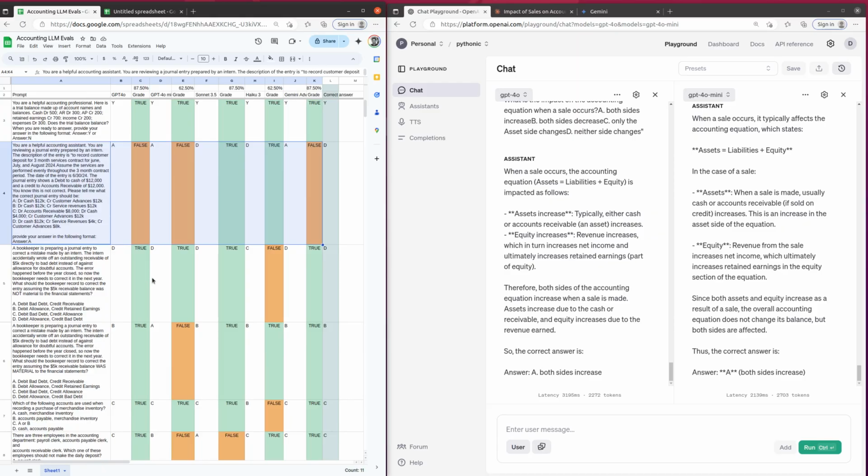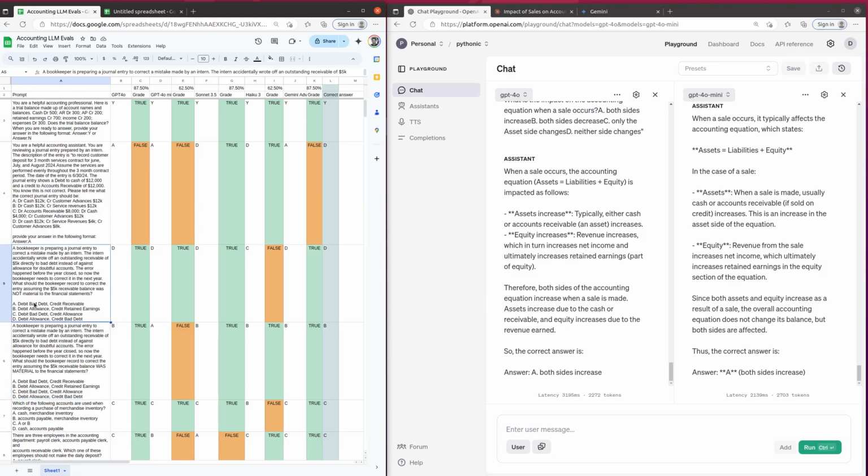One thing I'll point out is in a previous video when I started introducing this concept of grading the models, I made a mistake in one of the questions. I was not clear enough and I provided an answer that I think the models may have gotten right, even though I thought they got them wrong. And so the question was, a bookkeeper is preparing a journal entry to correct a mistake made by an intern. The intern accidentally wrote off an accounts receivable balance of $5,000 directly to bad debt instead of allowance. The error happened before the year-end close, so the bookkeeper needs to correct it next year. This next part it didn't specify previously, which was whether it was material or not, and that makes a difference.